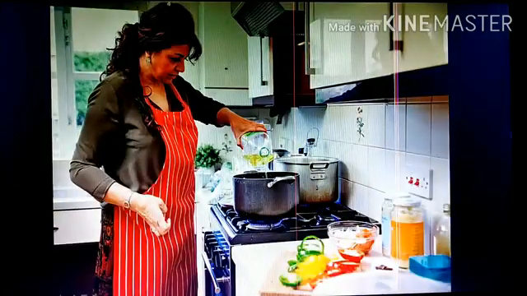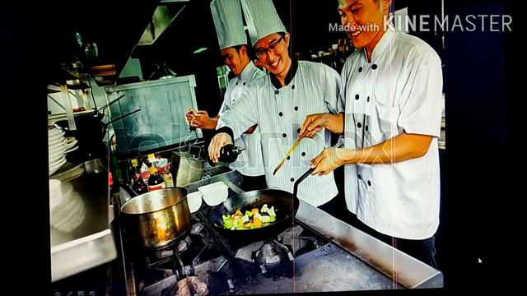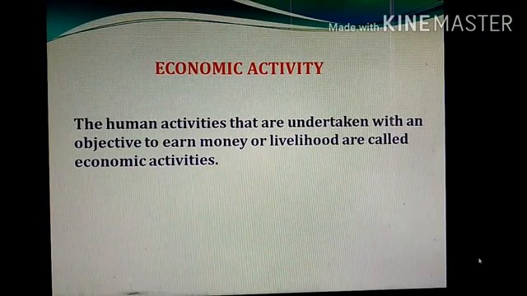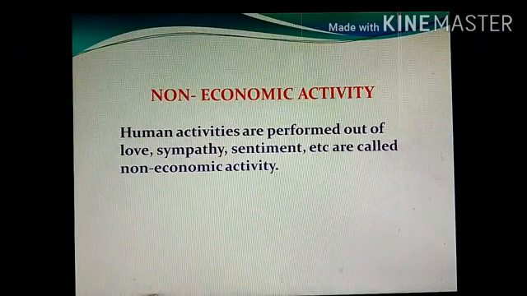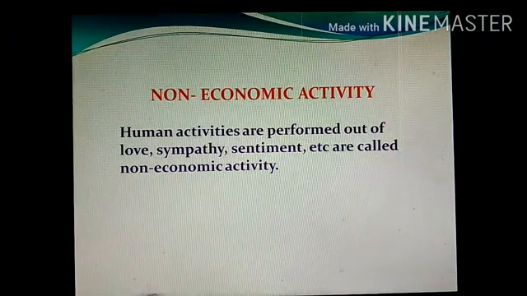One is prepared by a mother at home for her family and the other by a cook in a hotel. In the first case, the purpose is to feed the family members without any expectation of monetary return. While in the second case, cooking food is a part of his job so as to earn money in terms of salary or wage. So, the end result in the first case is self-satisfaction and looking after the family, while in the second case, it is earning money for livelihood. From this, we can understand the human activities that are undertaken with the objective to earn money or livelihood are called economic activities. Whereas human activities performed out of love, sympathy, sentiment, etc. are called non-economic activities.